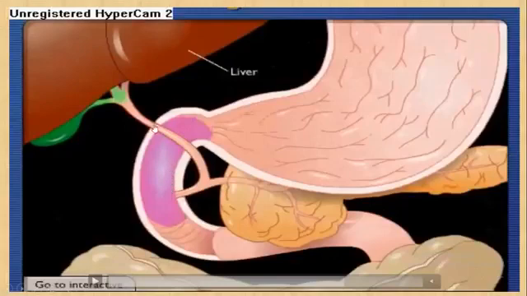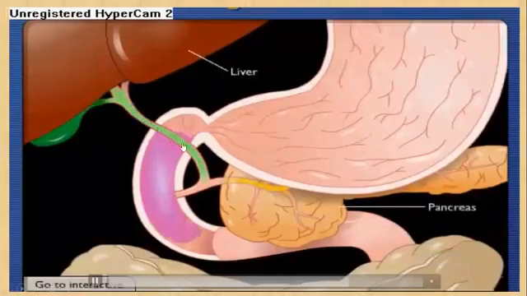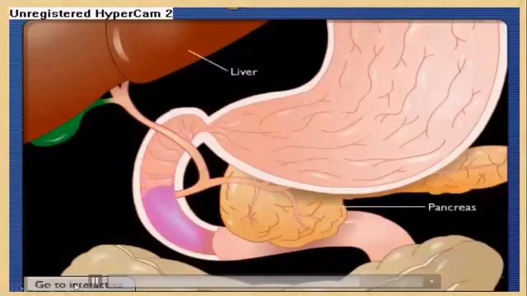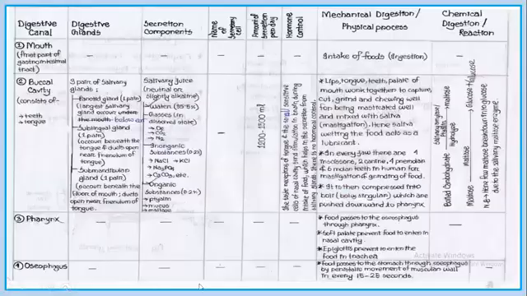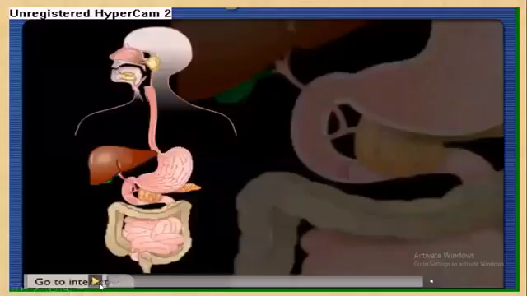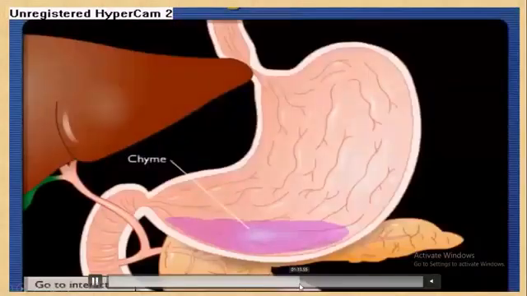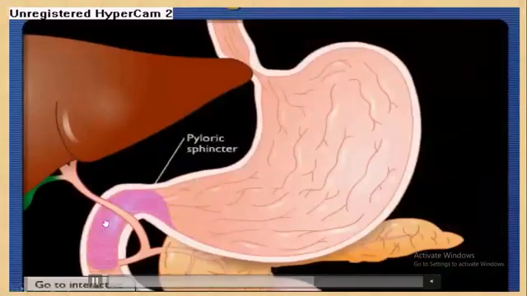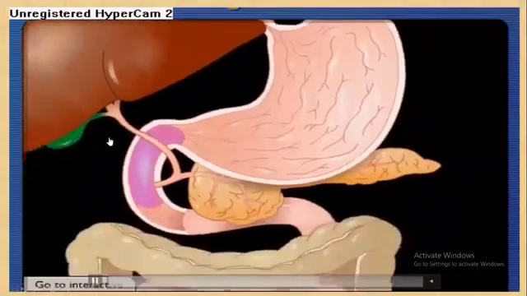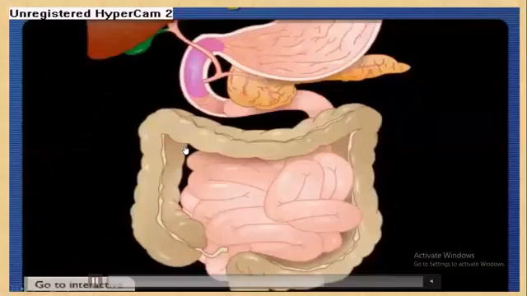The pancreatic juice is controlled by the secretin and cholecystokinin hormones, and the cholecystokinin hormone also controls the secretion of bile. Here we see the secretion of bile and both occur here. Here you see the bile secretion from the bile duct and gallbladder, and pancreatic juice secretion from the pancreas.